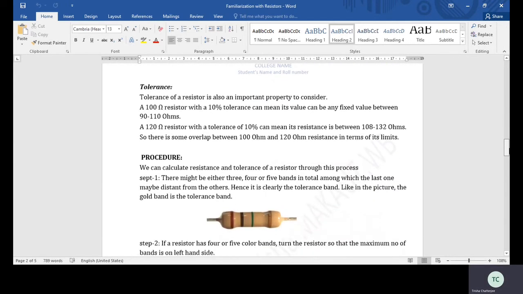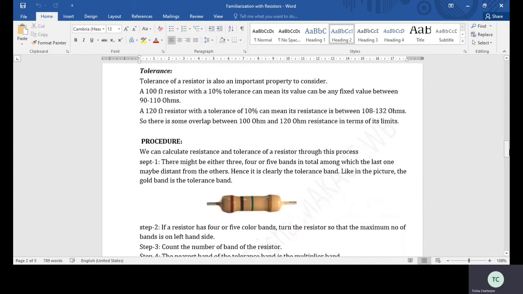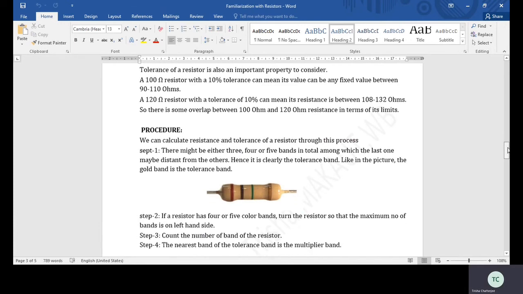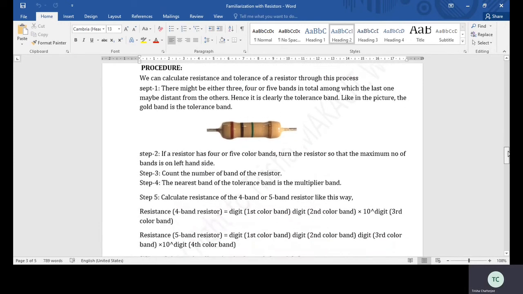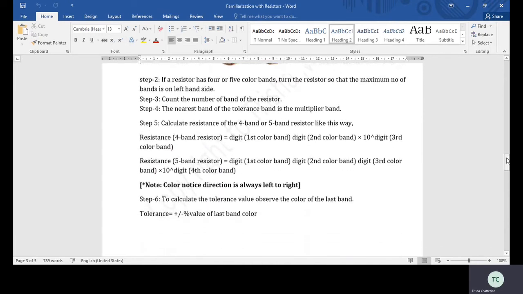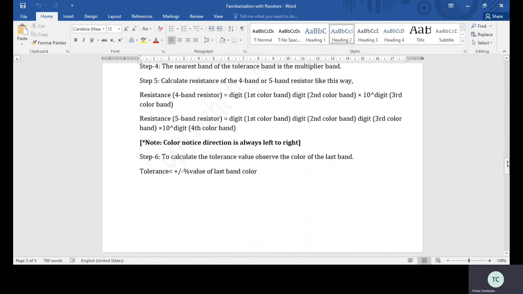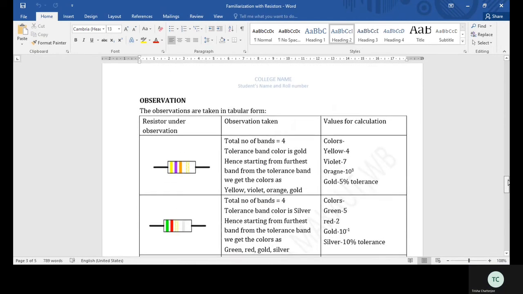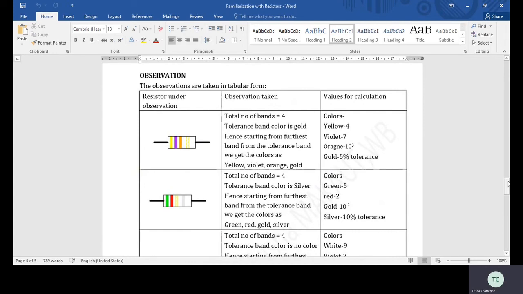This is a tolerance thing that I have already explained to you. Same thing. Now the procedure part I've already explained to you in the lab, so in VLab the same thing is written here. You will find the PDF in my description. Okay, so now let's come to the observation.